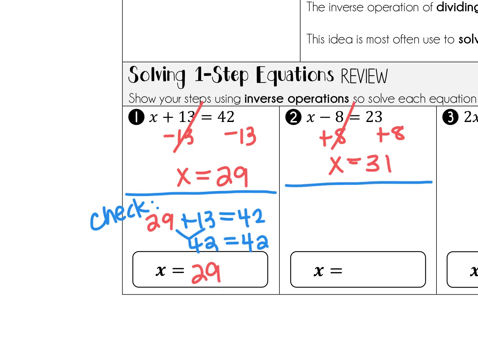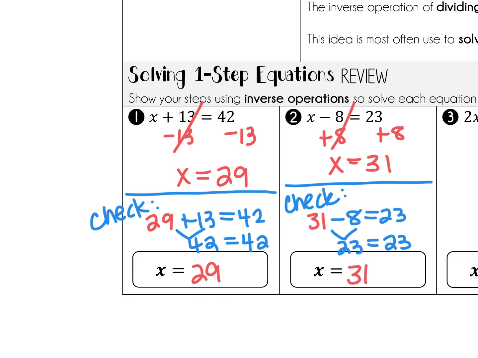Let's do a quick check. We'll substitute in 31 to our original equation, x minus 8 equals 23, to read 31 minus 8 equals 23. Grab those calculators and verify that 31 minus 8 is indeed 23. And if you get the same thing on both sides, you know you've done your equation correctly, and you can confidently record your solution, in this case, x equals 31.